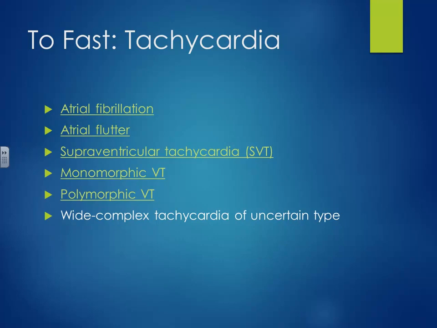Your A flutters. Again, if it's a normal rate with A flutter, not necessarily anything we're going to do in the field. If it's a tachycardic rate with A flutter, and we're showing hemodynamic compromise, we're moving forward. And of course, your monomorphic VTAC and your polymorphic VTAC. What is polymorphic VTAC?